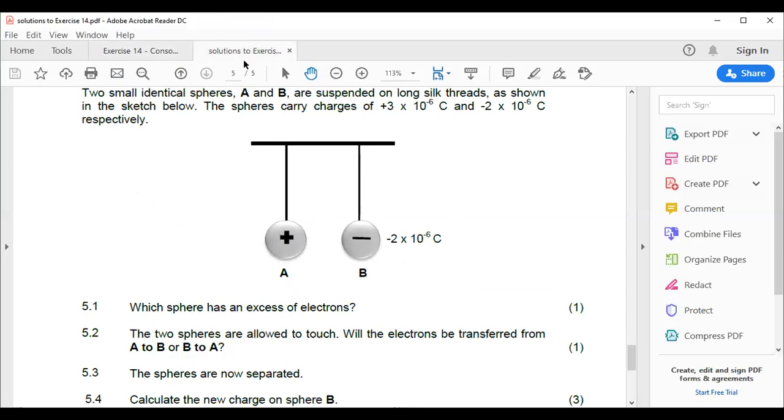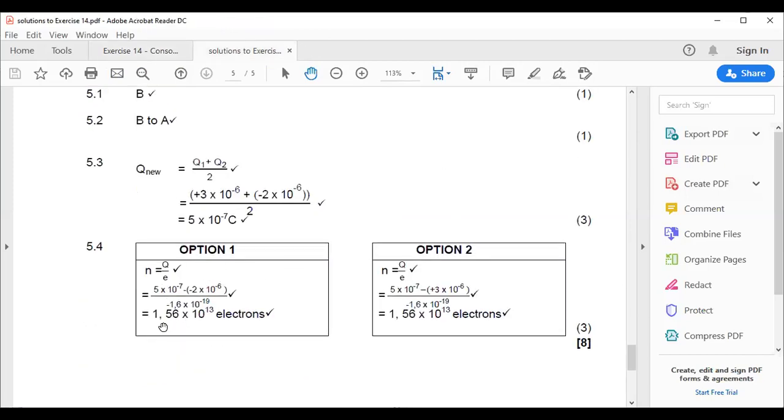Then the answer that you get, you divide by the charge on a single electron. The charge on an electron is -1.6 × 10⁻¹⁹. Then you get your answer, 1.56 × 10¹³ electrons. If you use the other option, you still get the same answer. So there's no restriction here. Either way it works, provided you're using the numbers correctly. So you use the final charge from 5.3 minus the original charge, then you divide by the charge on a single electron.